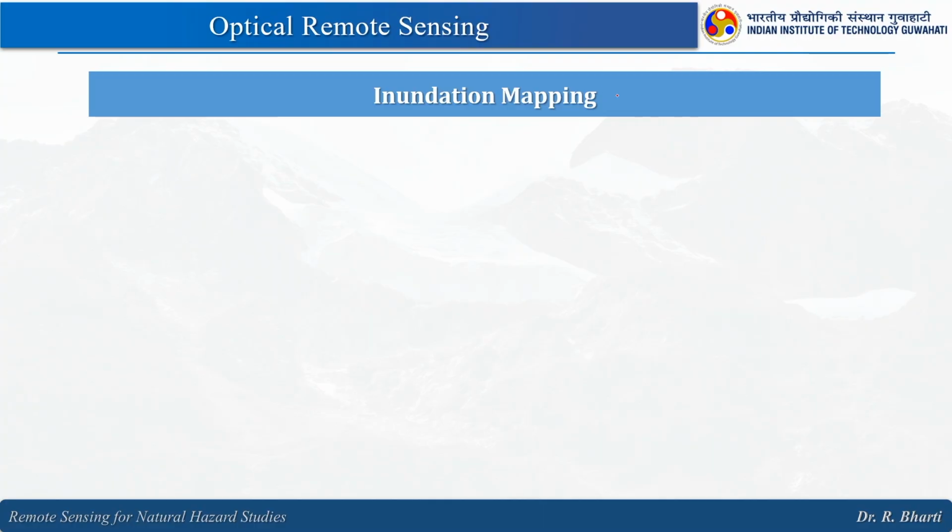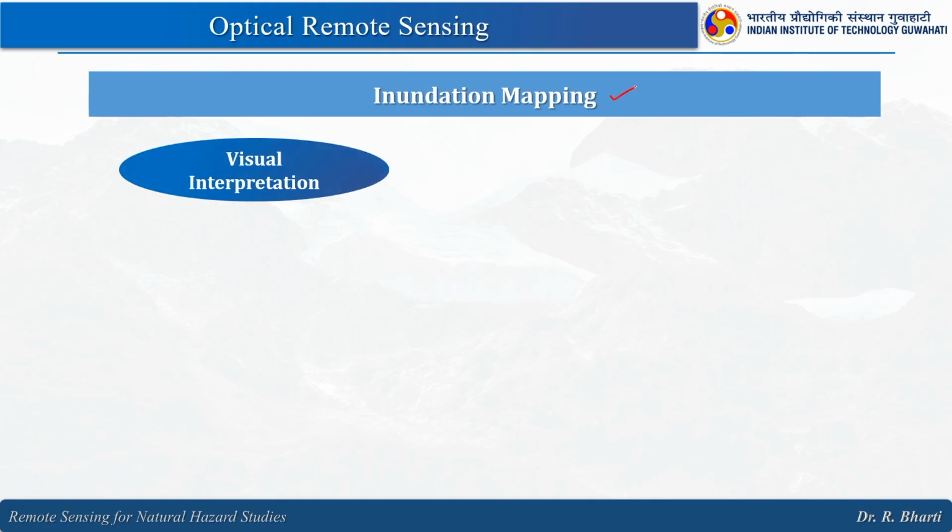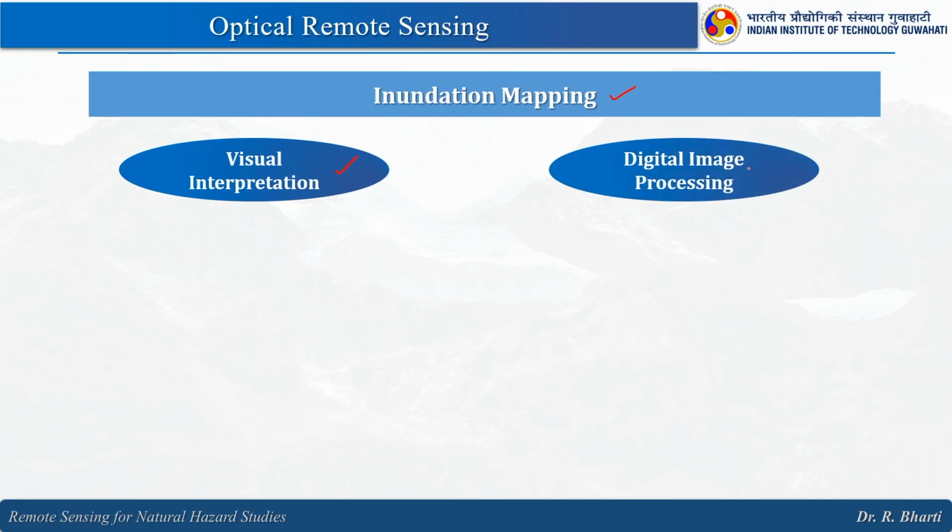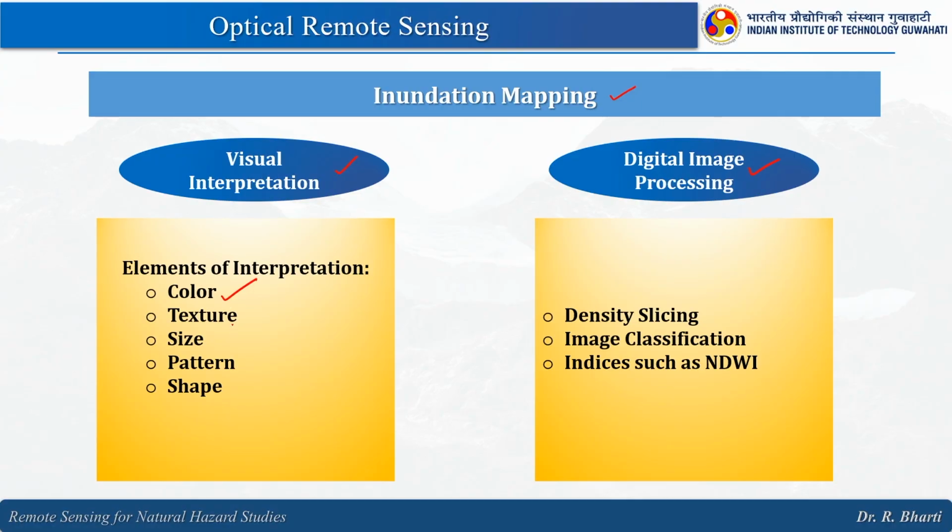So, let us try to understand what optical remote sensing can do and what microwave can do. This is a brief introduction. When we talk about optical remote sensing, it has inundation mapping, that is the flood mapping. We can have visual interpretation, and we can also have digital image processing techniques. Visual interpretation is mainly based on color, texture, size, pattern and shape.